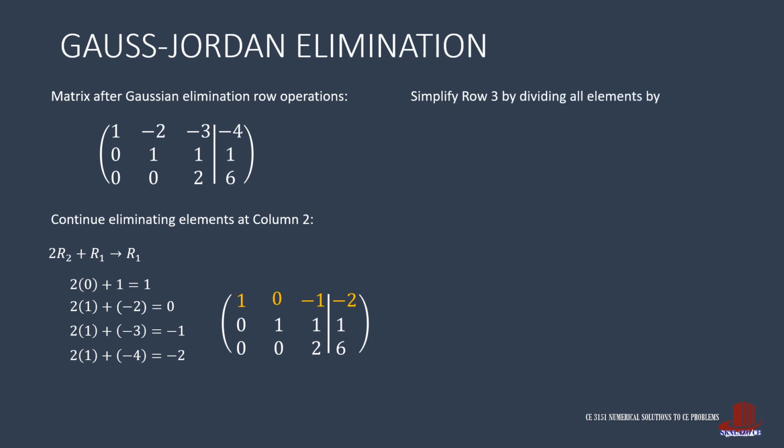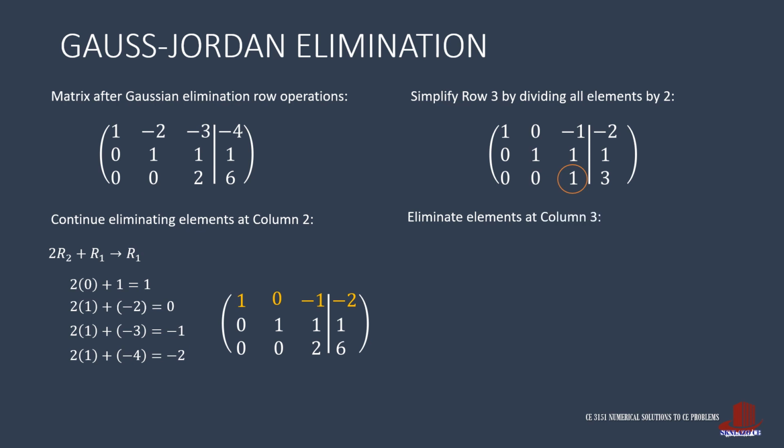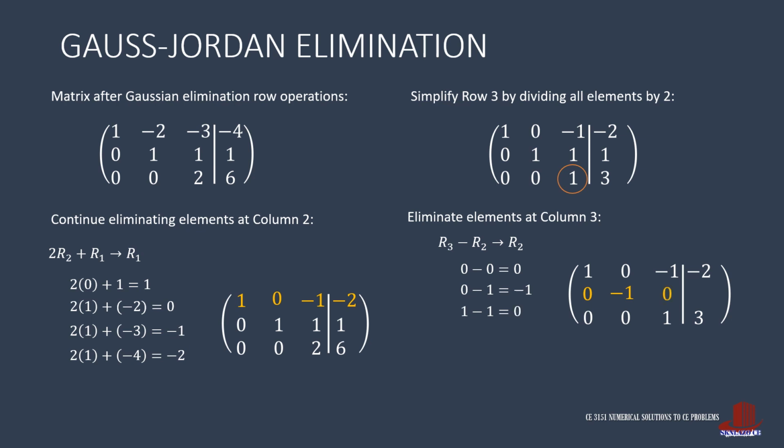For the third column, the pivot row to use is row 3, so we can simplify all elements to easily zero out non-diagonal elements. Start eliminating element 2, 3 with the operation R3 minus R2 as the new R2. The first element has 0 minus 0 as equal to 0. The next element is computed as 0 minus 1 as negative 1. The third element has 1 minus 1 as equal to 0. Then the last is 3 minus 1, which is equal to 2.